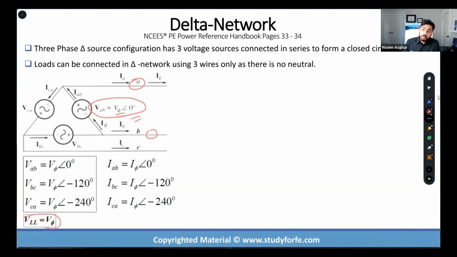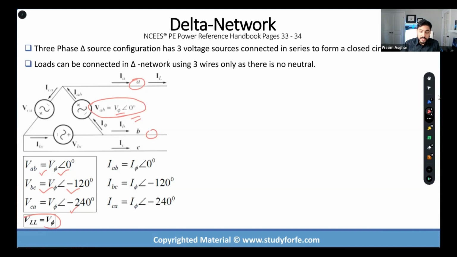The easy thing in the Wye network was that the line current was equal to the phase current. Okay, all right. So my VAB is equal to V phase. My VBC is equal to V phase at minus 120, right? So the positive sequence. So that's all good. We've discussed that. Now the line current is actually a little bit different. Okay, so the line current, we have to explore in a little bit more detail.